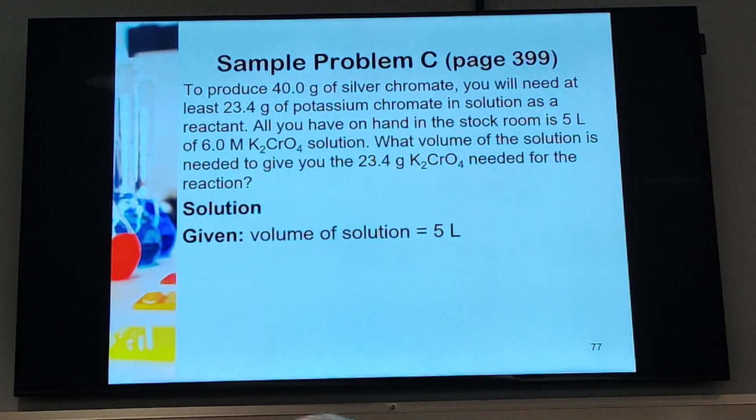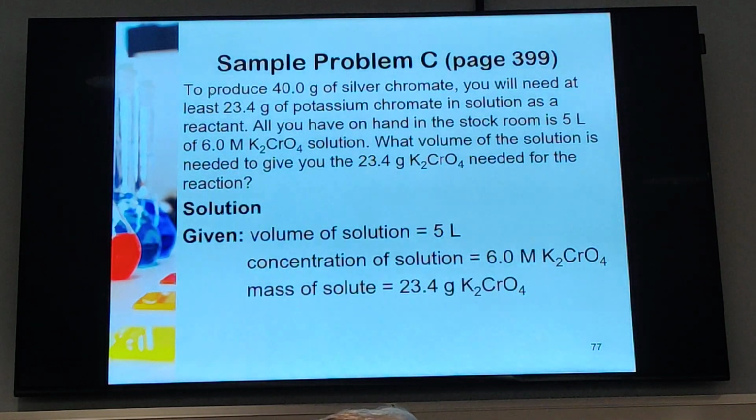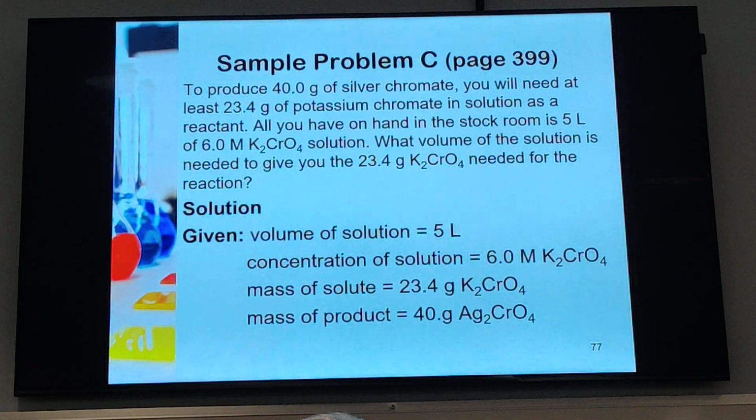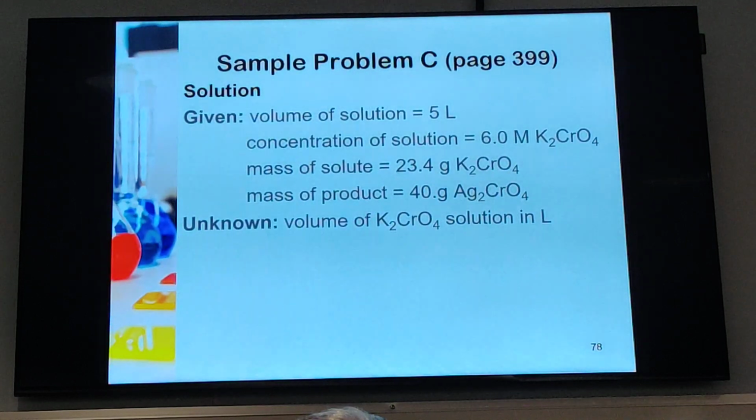So we have a solution volume, 5 liters, concentration, 6 moles, or 6 molar, and we're trying to get 23.4 grams of potassium chromate. Our product is that, but we think that's probably just an extra piece of information. So what volume do I need to measure out, how much liquid do I need to measure out so that in that liquid would be 23.4 grams? That's what I'm shooting for. And again, we didn't get to it.